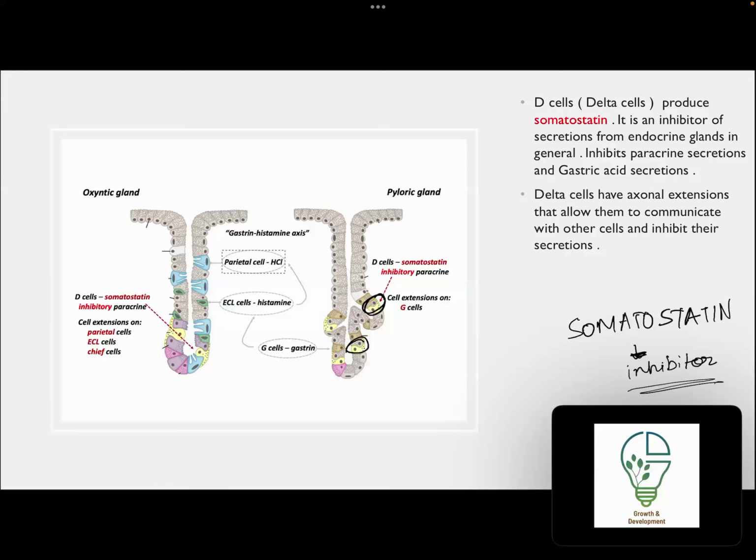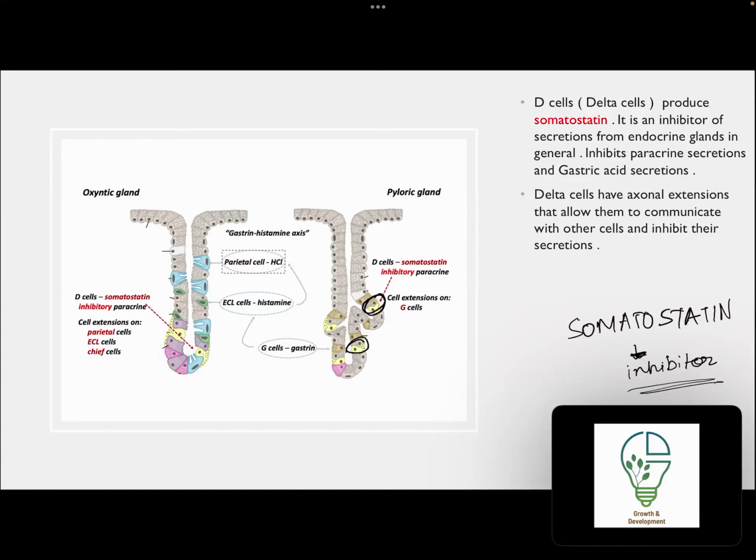It's inhibiting something. And it is not only an inhibitor in the GIT, it's a general inhibitor for endocrine glands, all of the endocrine glands, and there are so many. You'll learn them in EndoRepo. But you need to know that somatostatin is an inhibitor for a lot of them, including the glands that are present in the stomach. So they inhibit paracrine secretions and gastric acid secretions. So this is an inhibitor, and the other ones were the gastrin-histamine axis that was stimulating acid secretion.